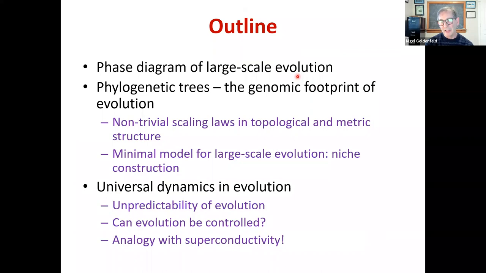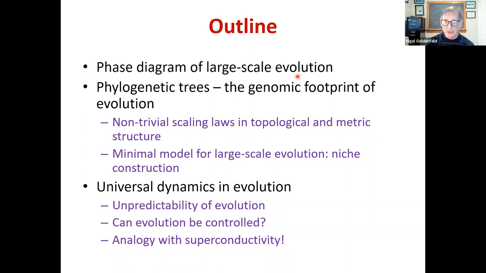So what I want to talk about, first of all, is to give you a recap of our large-scale picture of evolution. This is work that I did with Carl Woese about 10 years ago. And then we'll talk about phylogenetic trees, and we'll talk about how we measure evolution in the laboratory. Excuse me, I always tend to cough during talks because I get nervous. So we're going to see that the genomic footprint of evolution leads to non-trivial scaling laws in topological and metrical structure, and I'm going to show you how we can understand those things quantitatively, at least in a simple minimal model.